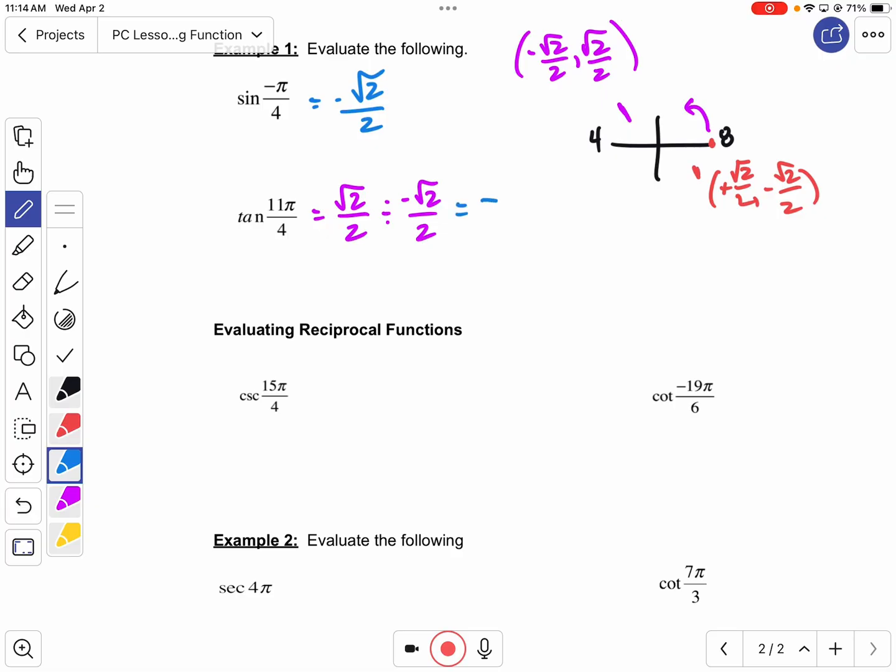It's just 1, okay? So you could just say that, hey, that's going to be 1. But what kind of 1 is it going to be? Negative 1, because one of them was negative. Okay? So negative 1 is what we should get. Okay. Let's do about 3 reciprocal functions, and we're going to call it done.